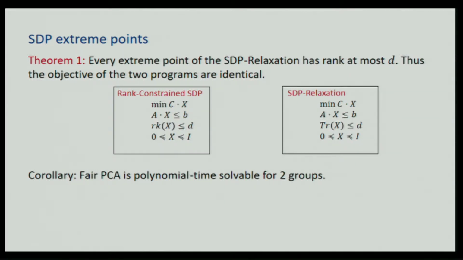I'll prove this completely. And so as a result, fair PCA is polynomial time solvable for two groups, because the constraint I will just say is one group is less than the other group, and then minimize one of the groups. So with two groups you only have one constraint and one objective, and so it will be polynomial solvable for two groups.